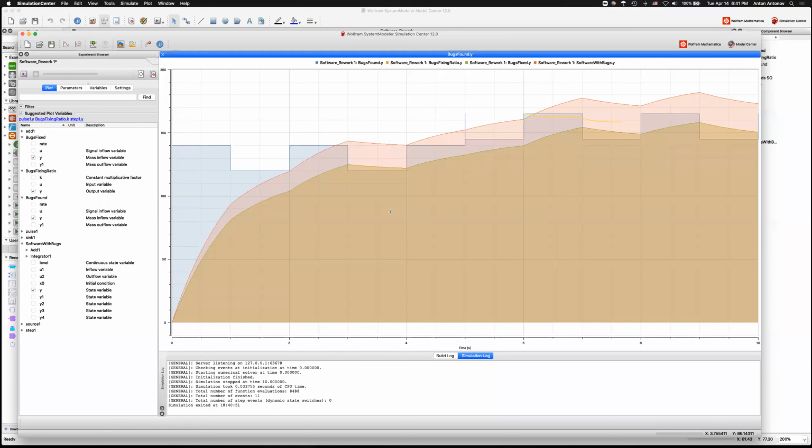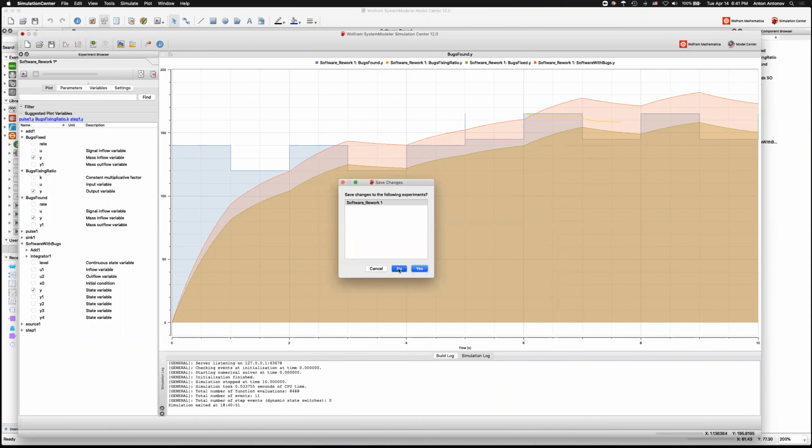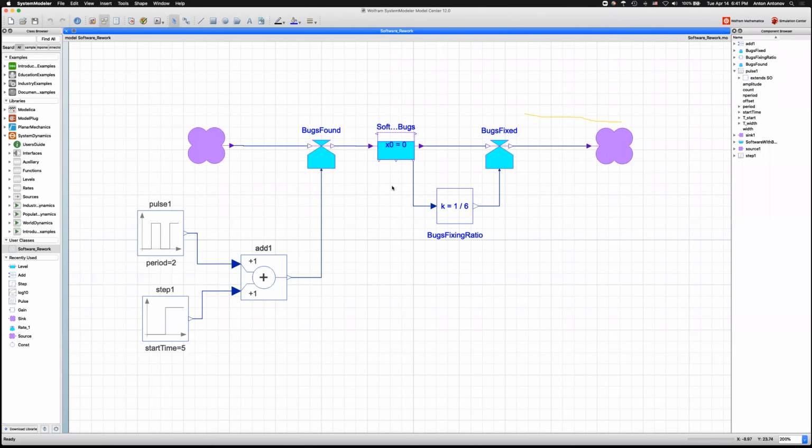What is interesting here though is that the bugs were found with this pulse function, but their evolution and accumulation has this kind of wave. So these are non-linear effects which are happening in relatively simple systems and relationships. This is actually one of the reasons system dynamics was created and is used.